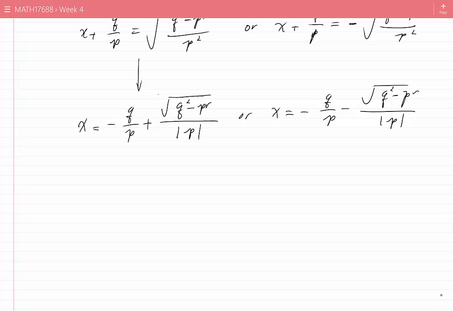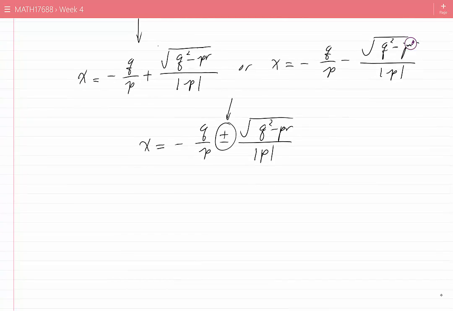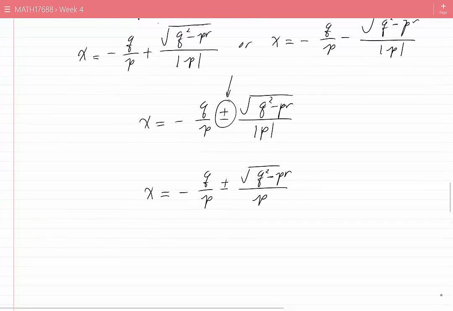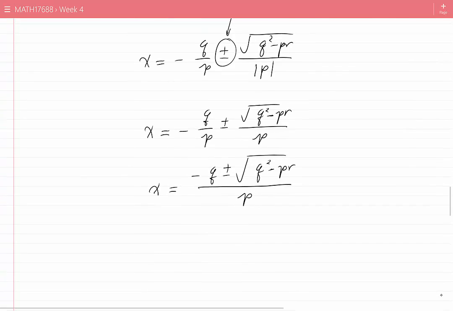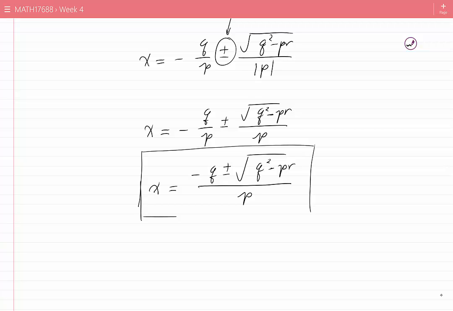You can write these two solutions in one form as x equal to minus q by p plus and minus root (q squared minus pr) over the absolute value of p. Because of the plus and minus sign here, we can ignore the absolute value. You may want to think about that for a moment and write the solution as minus q by p plus and minus root (q squared minus pr) over p, which can be combined to minus q plus and minus root (q squared minus pr) over p. These two solutions would constitute the solutions to the original equation.